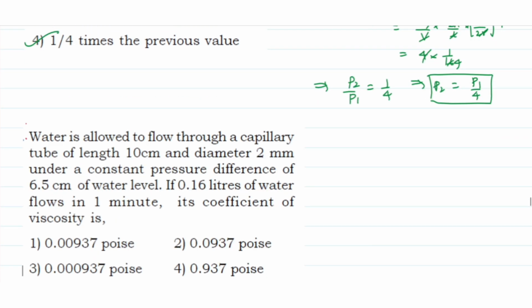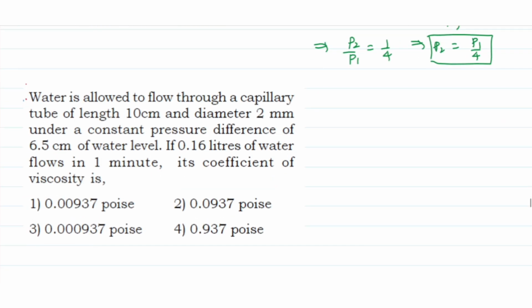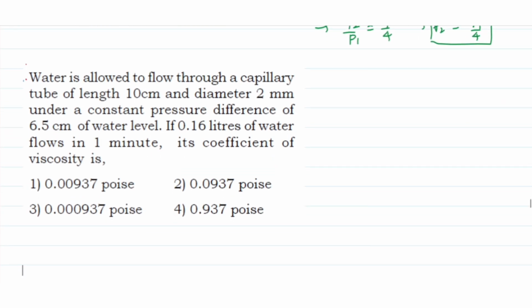Look at the next question. The next question says water is allowed to flow through a capillary tube of length 10 centimeter and diameter 2 millimeter, and a constant pressure difference of 6.5 centimeter of the water level is given. If 0.16 liter of water flows in 1 minute, they are asking its coefficient of viscosity. So the volume of the liquid flowing per unit time you can write as pi by 8 into P R power 4 by eta into L.